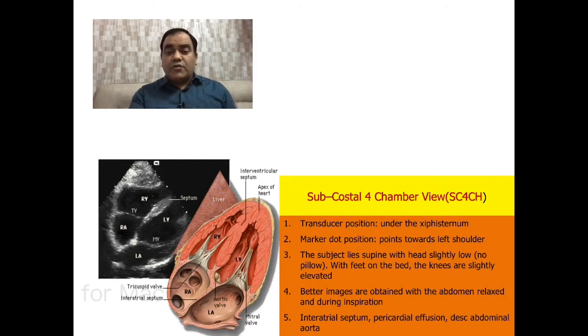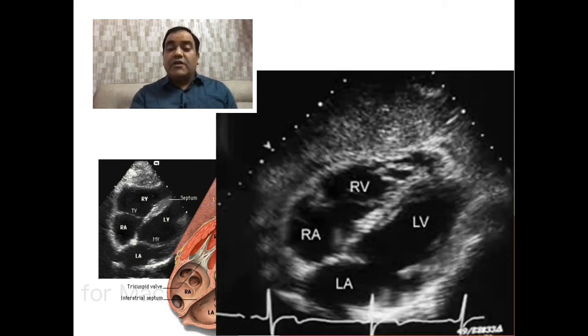And now come on to the subcostal 4 chamber view. In subcostal 4 chamber view, the transducer position is under the xiphisternum, and the marker dot points towards the left shoulder. The subject lies supine with head slightly low, no pillow, with feet on the bed. The knees are slightly elevated, and better images are obtained with the abdomen relaxed and during inspiration. And interatrial septum, pericardial effusion, and descending abdominal aorta are well visualized in subcostal 4 chamber view.